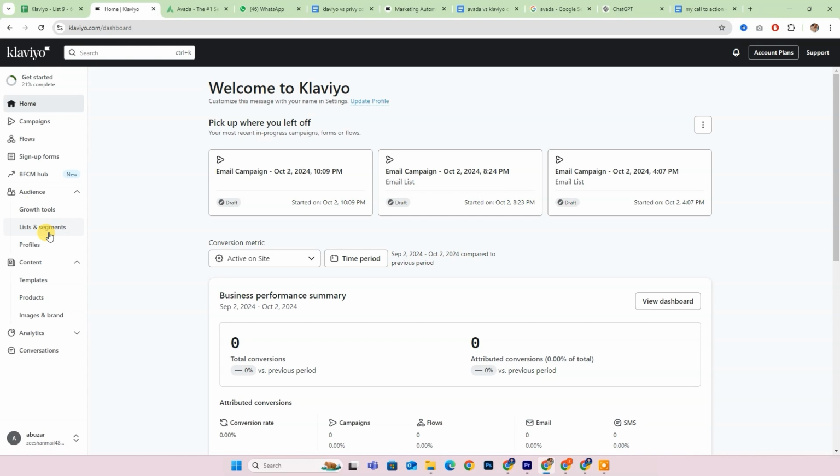Keap and Klaviyo are both popular marketing automation platforms, but they cater to different needs and have distinct strengths. Here's a breakdown of their key features and use cases.